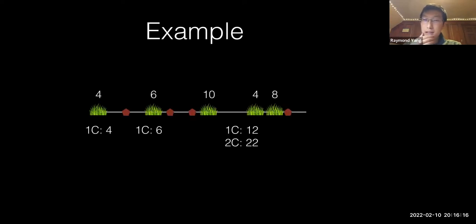So if we go back 1 slide, here instead of writing the payoff as 22 for the 2 cows, we can write it as 10 because 22 minus 12, that's how many extra points we will be able to get by adding another cow in that interval. So for this example, the list would be 4, 6, 10, and 12. Each of those numbers corresponds to putting down 1 cow.